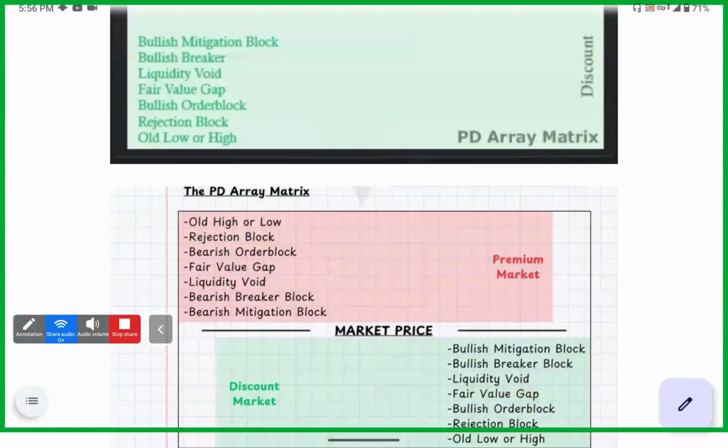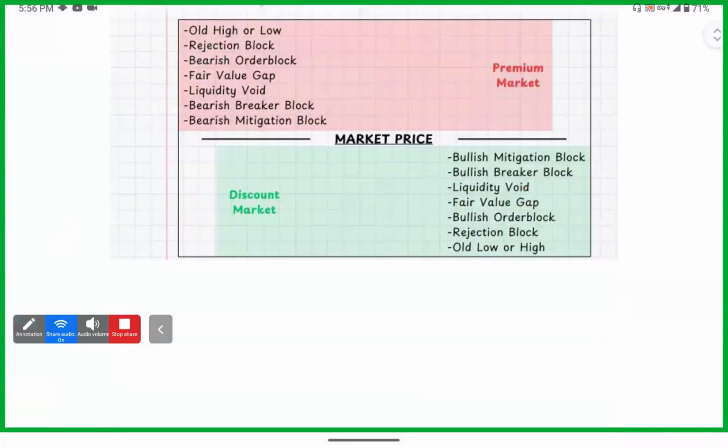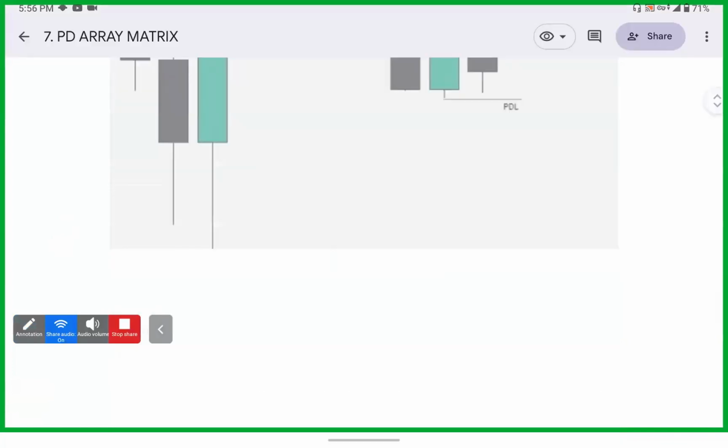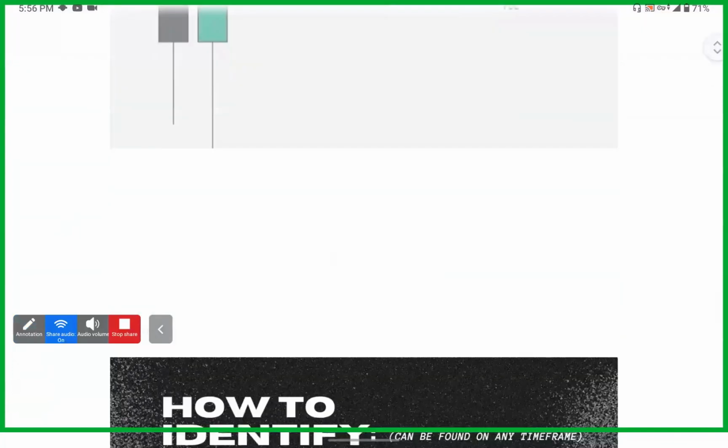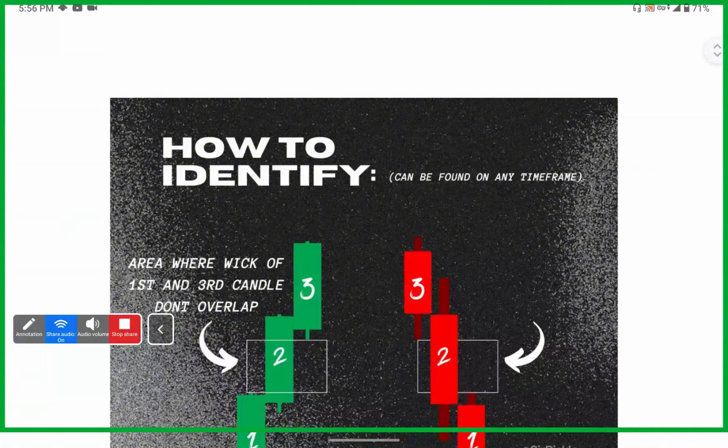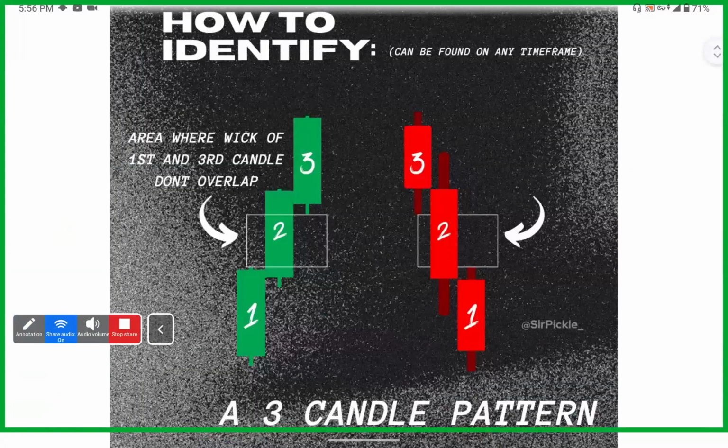So we are going to tackle this aspect of the fair value gaps. These fair value gaps are very powerful key points where price frequently reacts. Please pay attention to this. I don't want you to forget this. So what is the fair value gap?